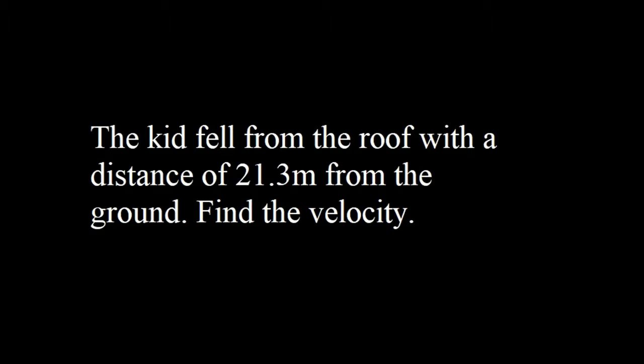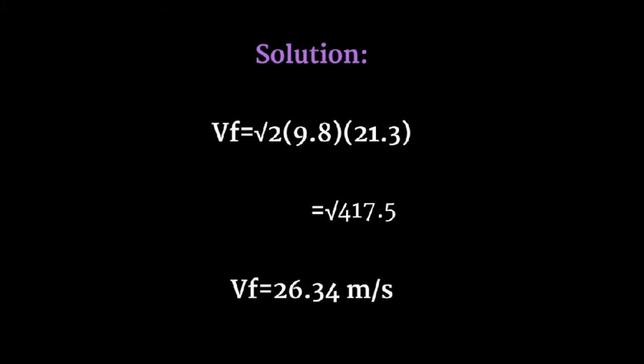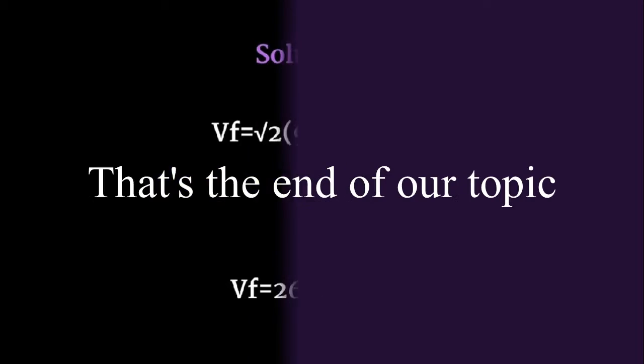The kid fell from the roof with a distance of 21.3 meters from the ground. Find the velocity. So, since we're looking for the velocity again, we will be using the equation Vf is equal to the square root of 2gy. So, changing the variables to its values, it would be Vf is equal to 2 multiplied by 9.8 multiplied with 21.3, and that is 417.5. And we will be looking for its square root for the final answer, and that is Vf is equal to 26.34 meters per second.